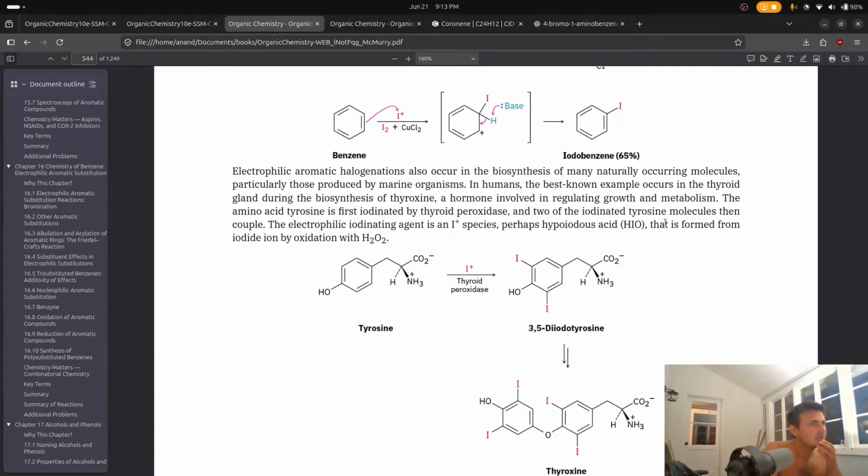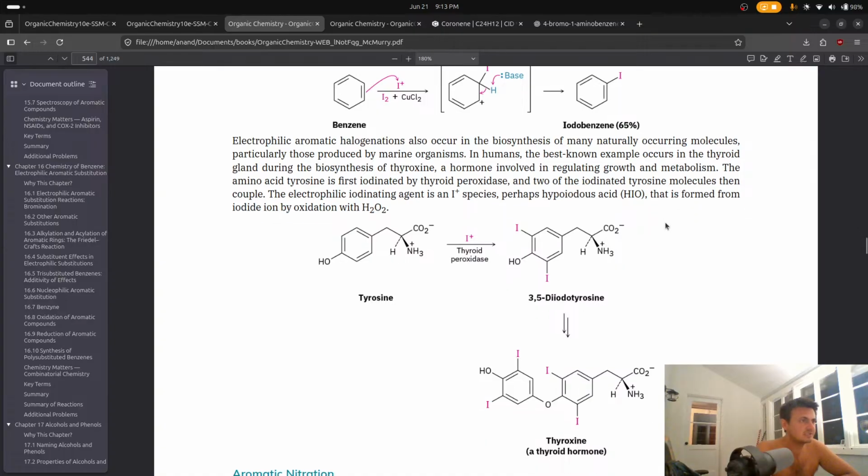Okay, so this thing is called hypoiodous acid, that is formed from iodide ion by oxidation with hydrogen peroxide. Right, so tyrosine gets diiodinated to 3,5-diiodotyrosine.